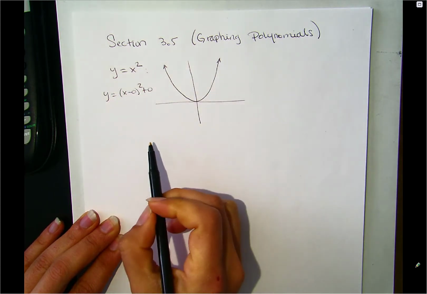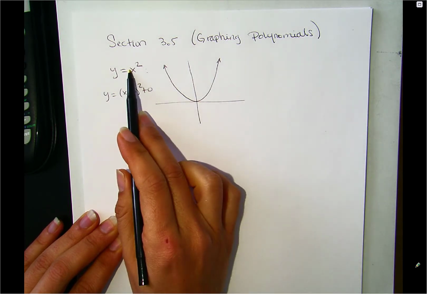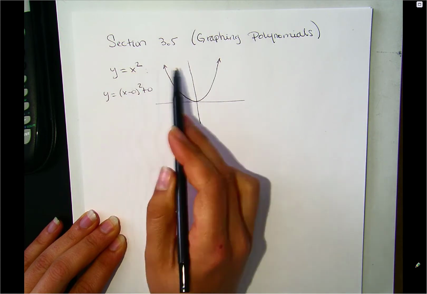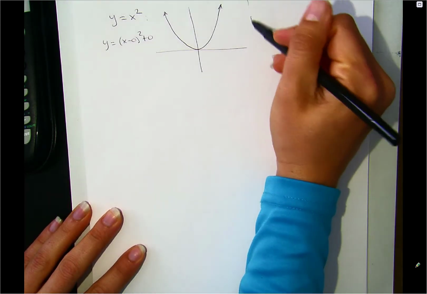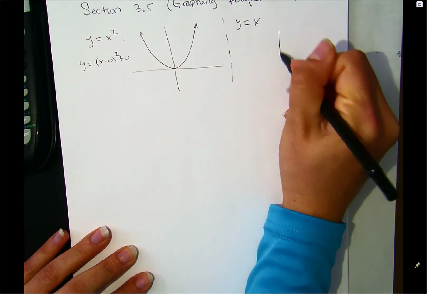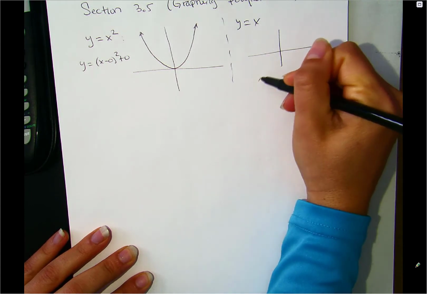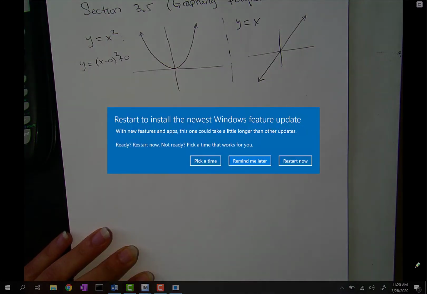Some of the forms we've talked about: the vertex is 0, 0, and there's a positive in front of the x squared, so it opens up. So y equals x squared. We also know how to graph y equals x. So y equals x is our basic line, slope 1.